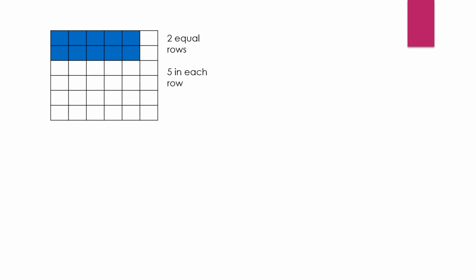First, they ask me for two equal rows, 5 in each row. So I will use the array. I will fill two equal rows, in each row 5. The multiplication sentence is 2 multiply 5 equal. I count how many counters or squares I fill in all. The answer is 10. The product equals 10.